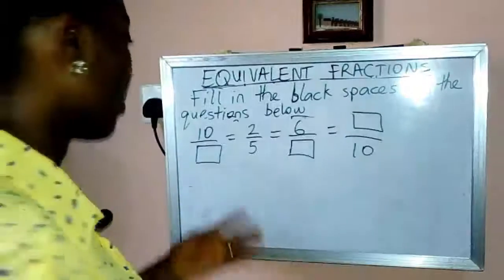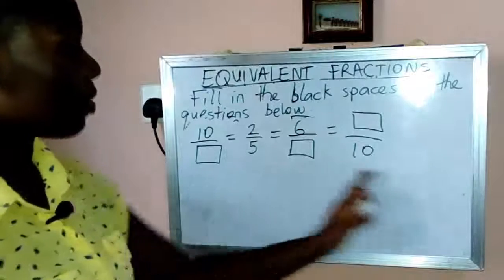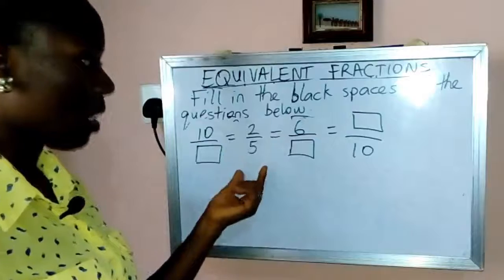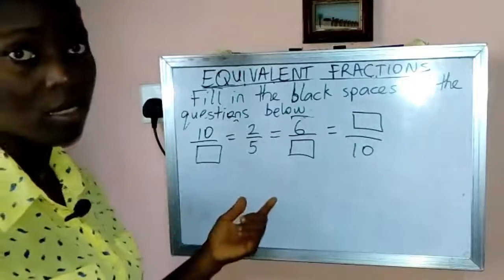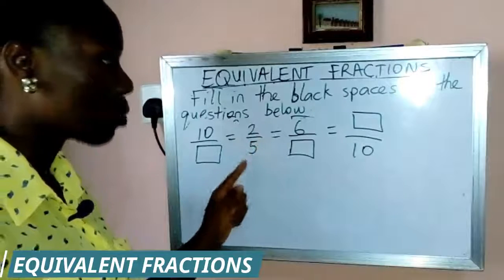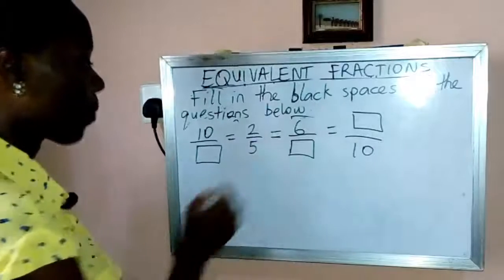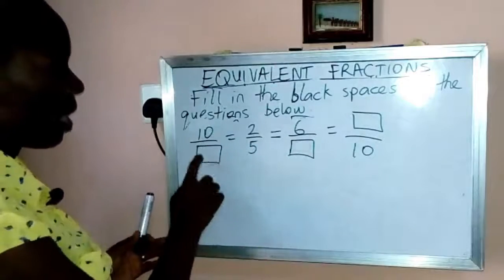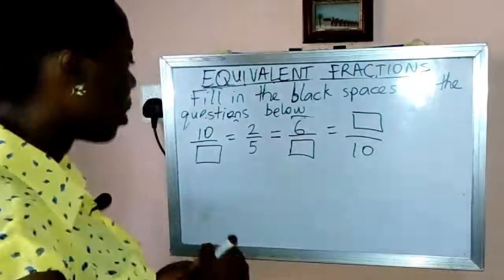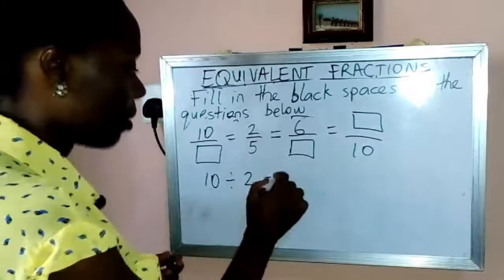Now this is our question. We'll always check which of these fractions is complete. This is the only one complete here. Others have missing spaces. Okay, this is the only one complete. Hence, this is our lead. This is what we should use to find the remaining fractions. And now we have 10 over the box. We have 2 over this box. 5 here. So what do we do? We say 10 divided by 2. That gives us what? 5.